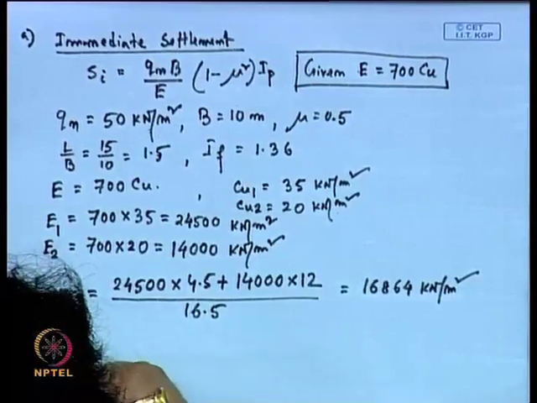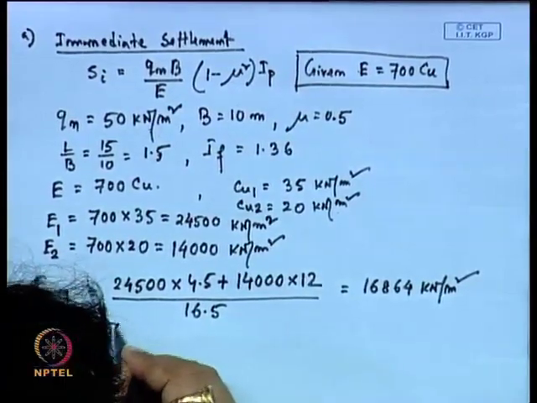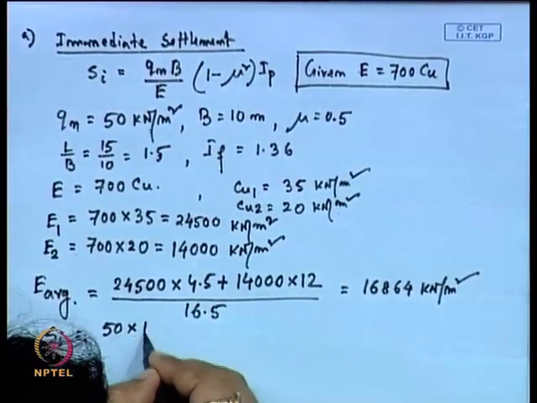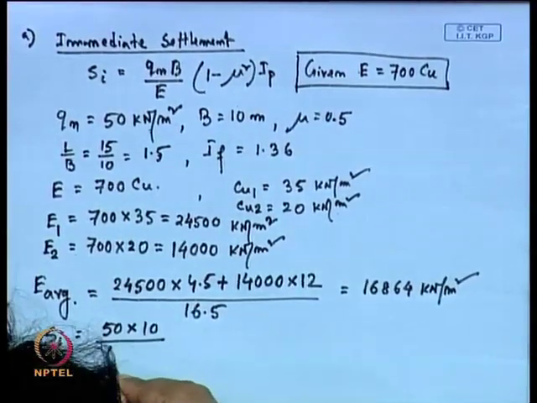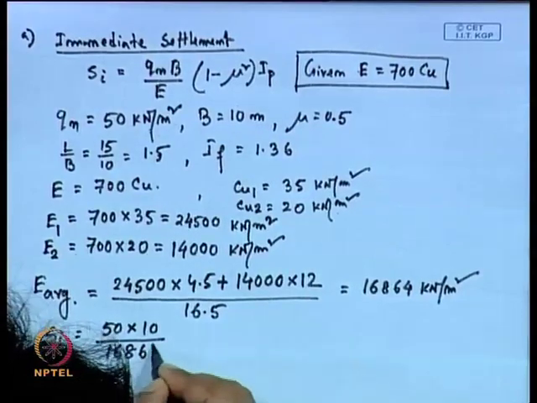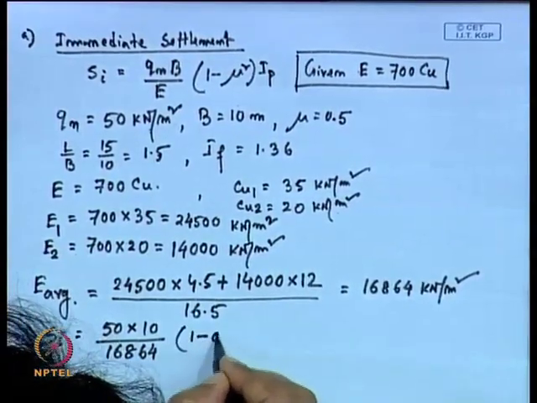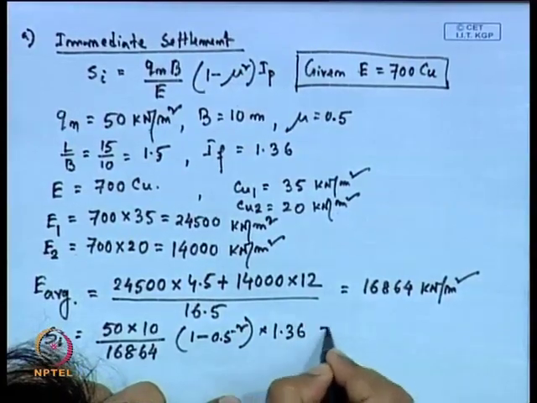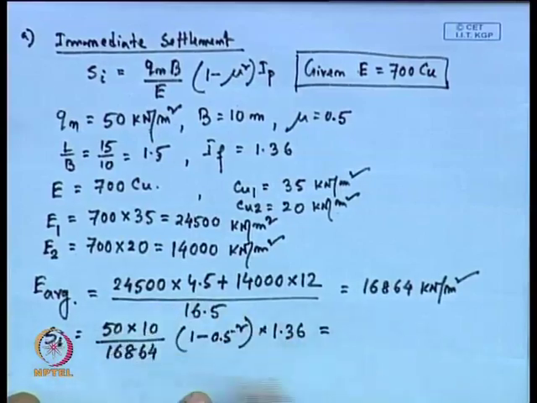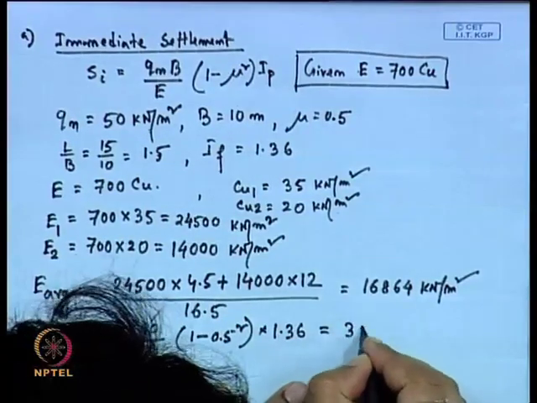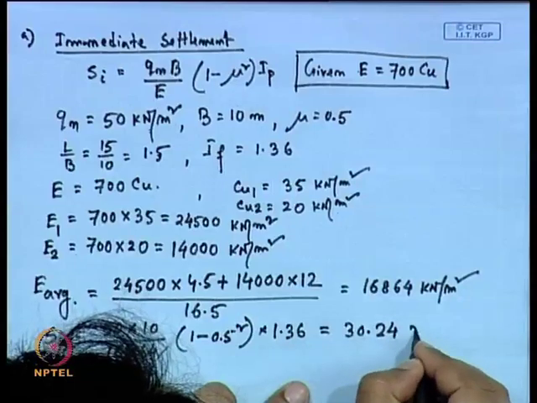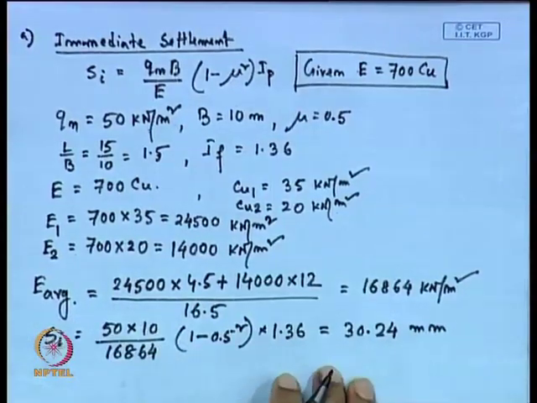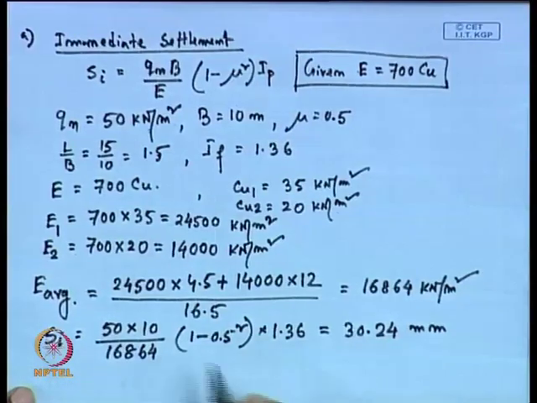So, immediate settlement SI will be Qn is 50, B is 10, E is 16864, 1 minus 0.5 square, influence factor is 1.36. After the calculation we get the value 30.24 millimeter. So, this is the immediate settlement amount, 30.24 millimeter, without any corrections.